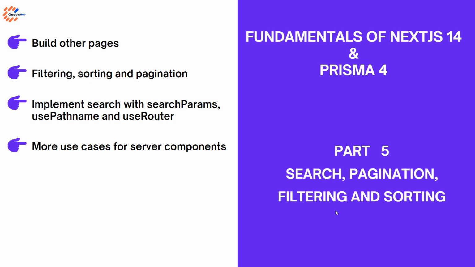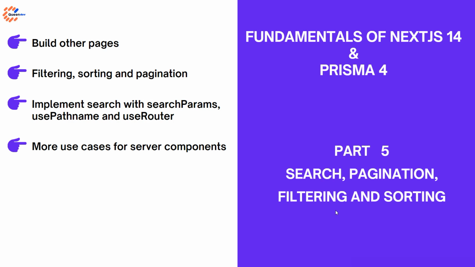Now in this part we are going to continue from where we left off in the last part. In the last part we talked about rendering, we talked about data fetching and streaming. So we are going to use what we learned in that last section to continue building the other parts of our application. And we are also going to be filtering, sorting and doing pagination with Prisma and in our application.